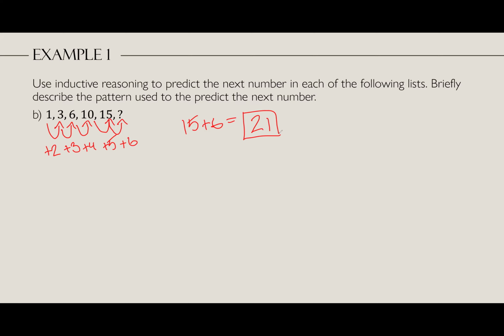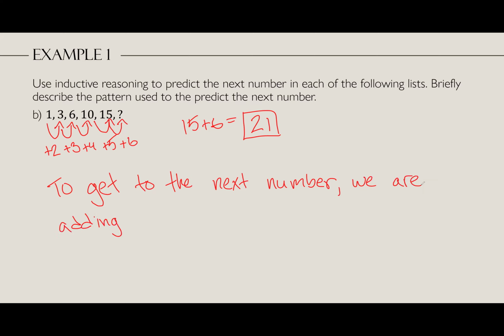So I have my prediction, but how am I going to describe this? I'm going to give a little bit of an informal explanation to keep it as simple as we can, at least. What I'm going to say is to get to the next number, value, whatever you want to say, we are adding, and I'm going to use a little bit of a fancy word, consecutive integers.